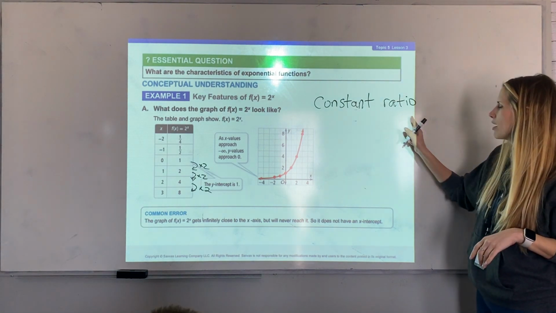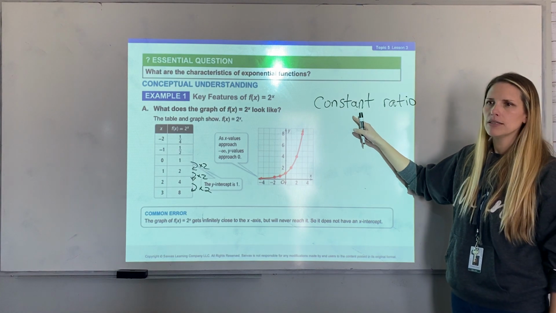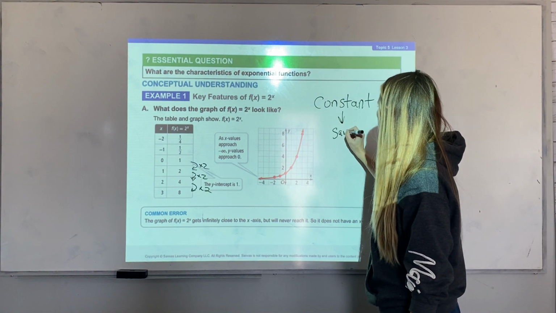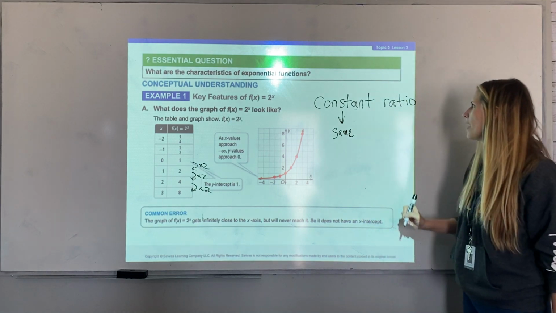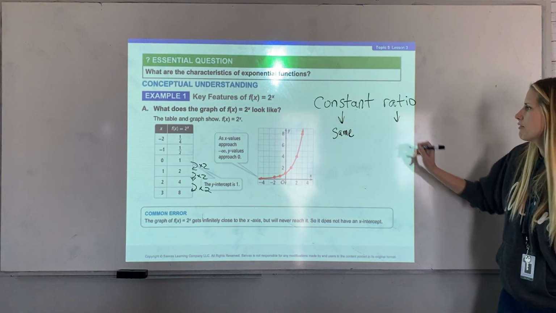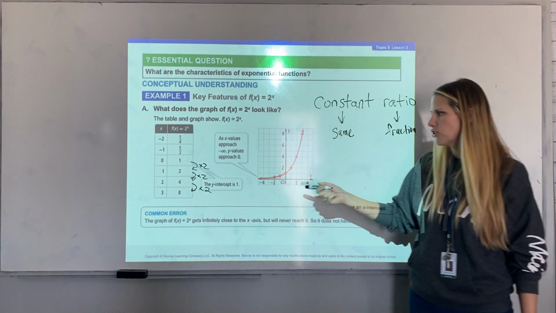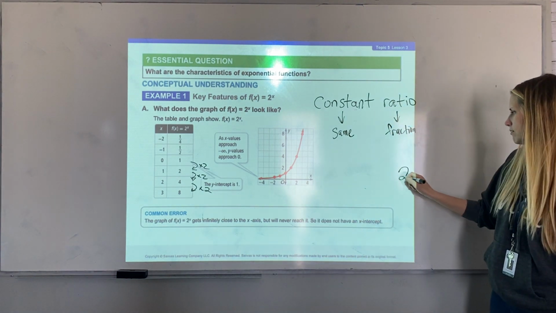Okay, so let's talk about constant ratio for a second. What does constant mean? Always the same. And then ratio means fraction, which I know is confusing because you're like, but 2 isn't a fraction. It isn't?